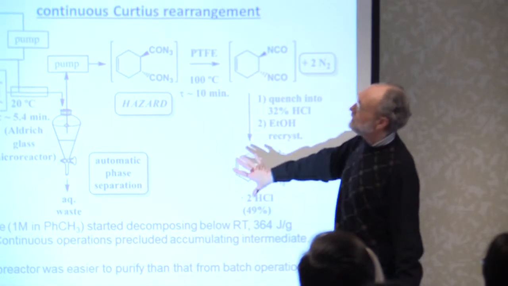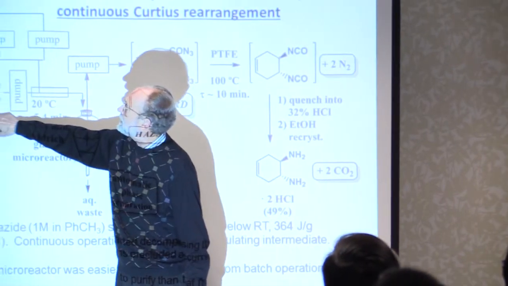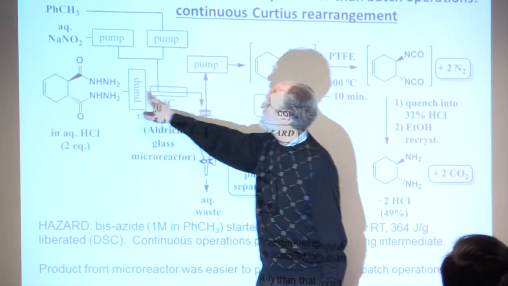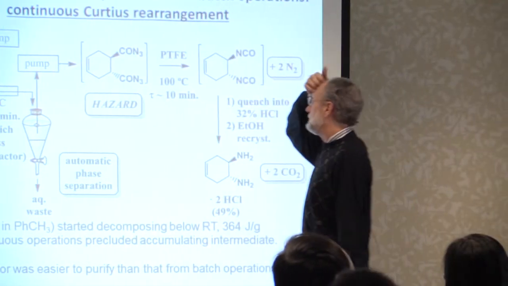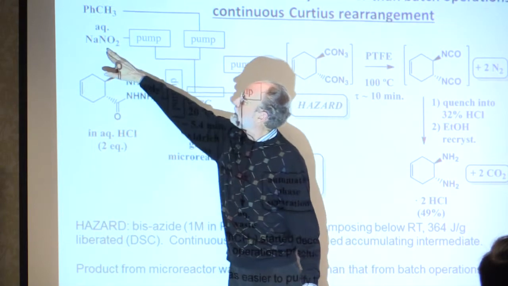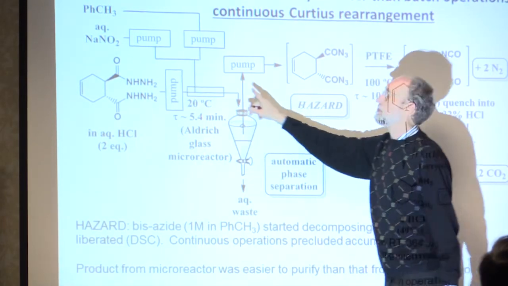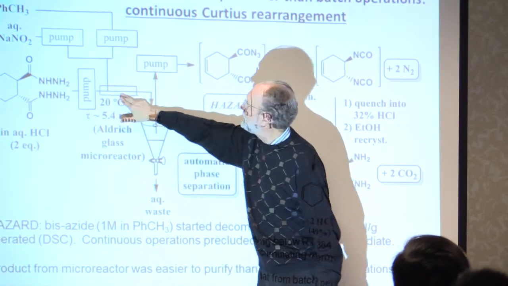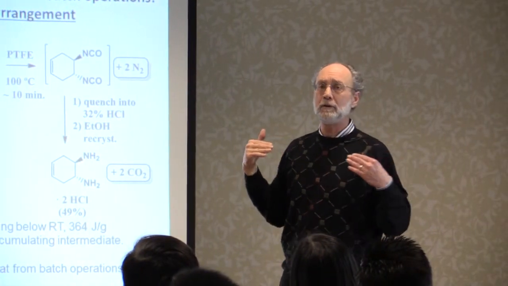Now, this is a kind of a busy slide, so I'm going to walk you folks through this real quickly here. It starts out with the bis-acyl azide. This is in hydrochloric acid, aqueous hydrochloric acid. Gets pumped into a microreactor. Simultaneously delivered into the microreactor is a solution of sodium nitrite, and with the HCl that's around, this then generates nitrous acid, and then toluene as the other carrier. They get mixed in the microreactor, come out, and so then you have two phases. You have an aqueous phase and an organic phase.